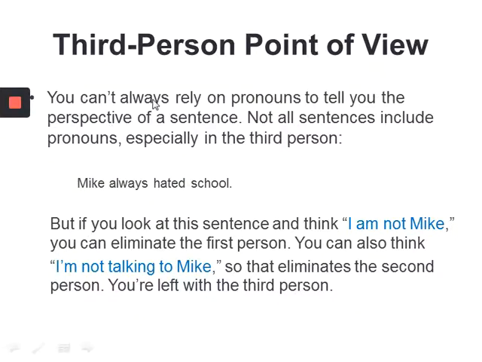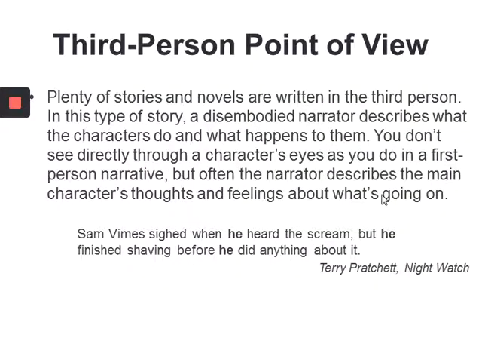Third person point of view. You can't always rely on pronouns to tell you the perspective of a sentence. Not all sentences include pronouns, especially in the third person. Sometimes we do not use the pronoun. Instead, we make use of the noun itself. Mike always hated school. If you look at this sentence and think, I'm not Mike, you can eliminate the first person. You can also think, I'm not talking to Mike, so that eliminates the second person. So you're left with the third person. So Mike is a third person noun.